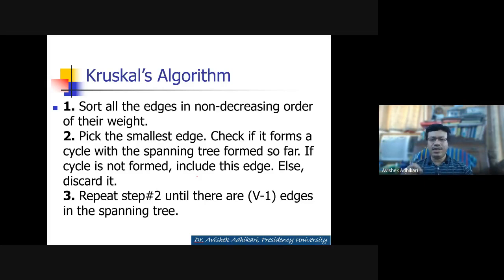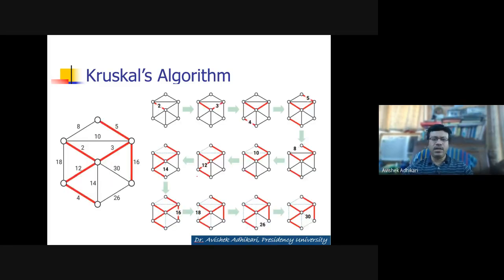Pick the smallest edge. Smallest edge means take the edge having the smallest weight. Check if it forms a cycle with the spanning tree formed so far. If a cycle is not formed, include the edge, else discard it. Repeat this whole process till the end. So let us try to explore.